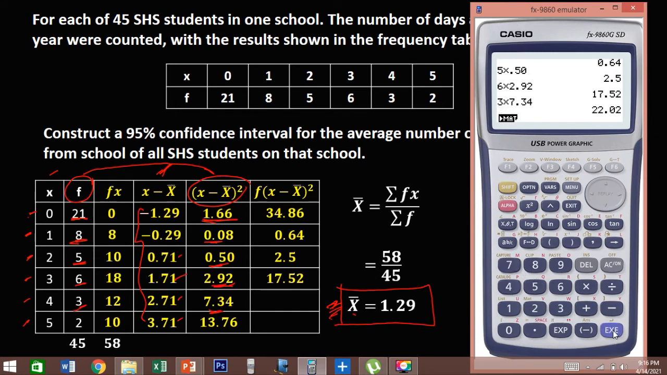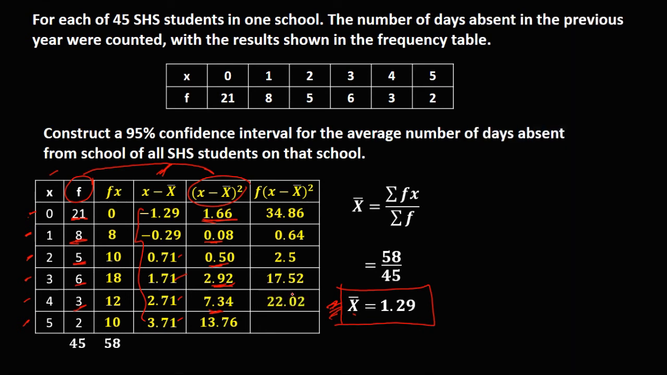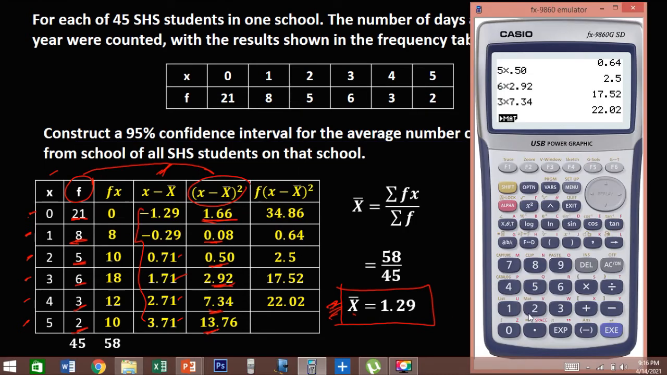This 3 times 7.34, it's 22.02. And this 2 times 13.76, that's 27.52.